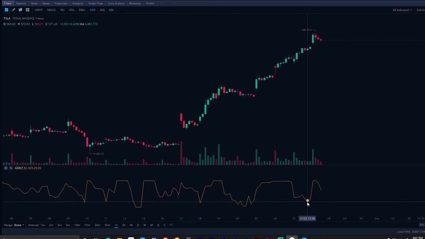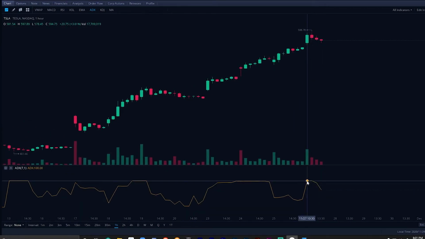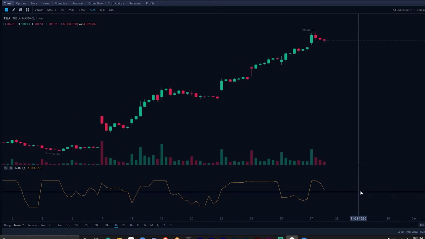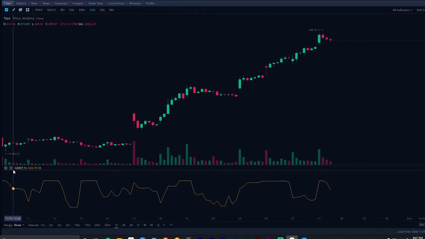This started a downtrend, and now right here it began to show signals of an uptrend between these little two lines, and it became an uptrend. Now we're starting to see that there is a peaking corner right here where people sold off and it started to go downtrending. So that's how you read the ADX.